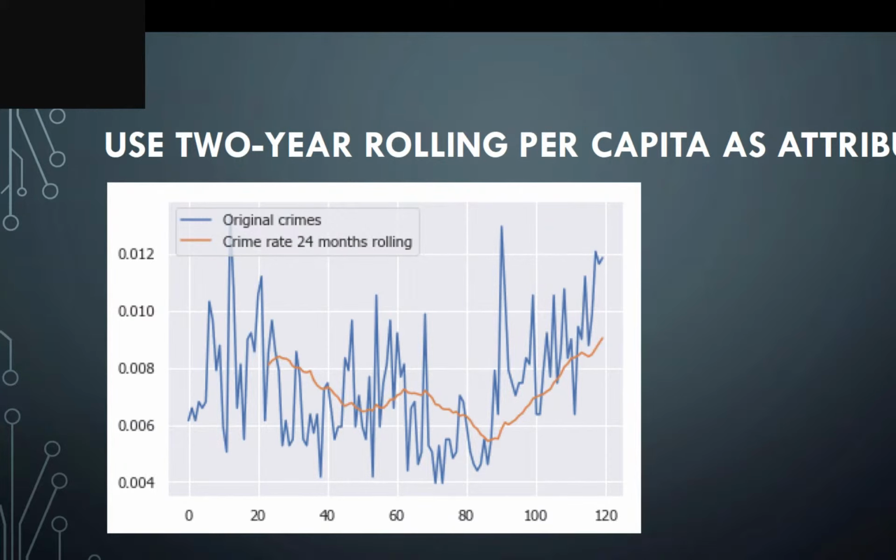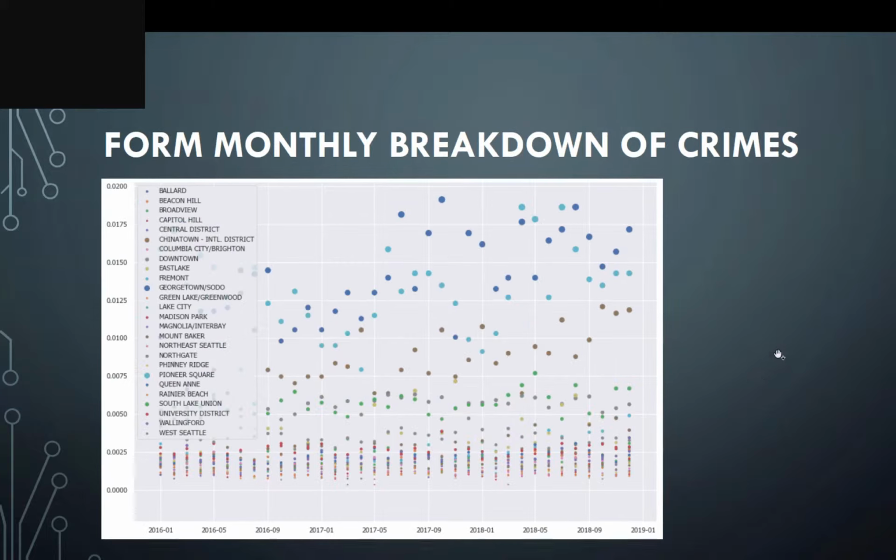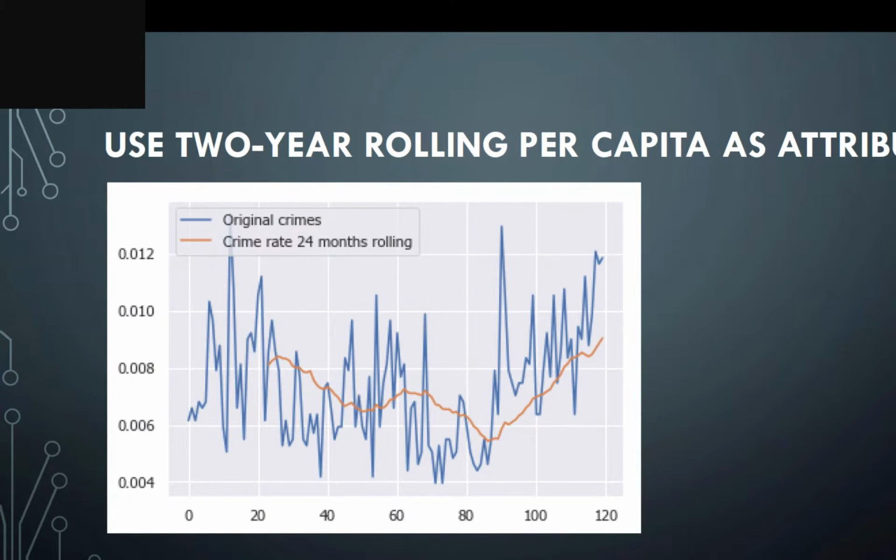Then instead of using that time series data, it would be easier for us to operate with just a single figure. So instead of these time series data, we would much rather have just one figure for each district. For that, we will use the 2-year rolling per capita as the attribute. Here is an example for one of the districts. It can be seen that having such a metric smoothes out the curve. So for our feature generation part, we will simply use the last value in the 2-year rolling as one of the attributes.